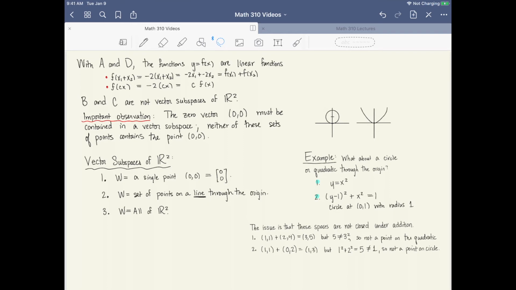And for the circle, you could also take the point (1, 1) and then (0, 2). Adding these together gives you (1, 3), but this doesn't satisfy the equation either. And so for these examples, you really do need to look at vector addition in order to argue that they are not vector subspaces of R2.